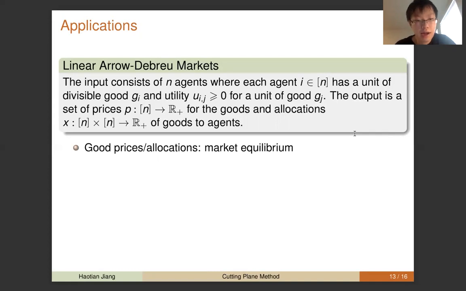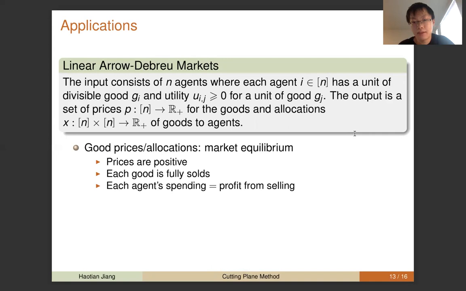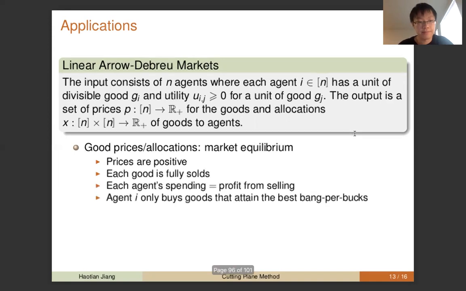So what is a good price and allocation? This is called the market equilibrium. The market equilibrium is a pair of prices and allocations which satisfy certain desirable properties. First of all, prices are positive. No one wants to give out their good for free. Second, each good is fully sold. And for each agent, the amount of money he gets from selling his own item is equal to the amount of money he paid for buying other agents' items.